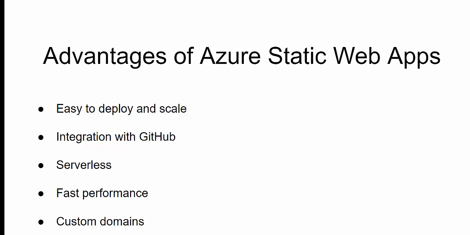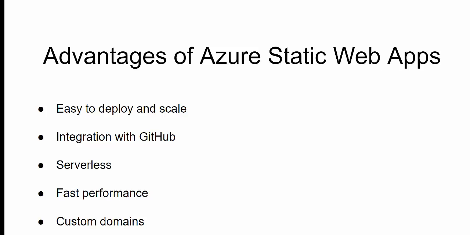Integration with GitHub repository. Azure Static Web Apps provides tight integration with GitHub, making it easy to deploy your changes to your web application directly from your GitHub repository. Serverless. Azure Static Web Apps are serverless. Developers do not have to worry about server maintenance or security. This makes it a cost-effective solution for small projects.